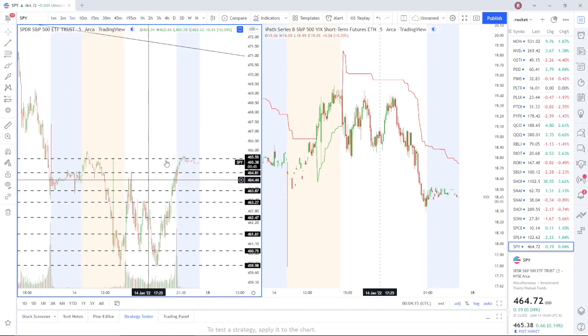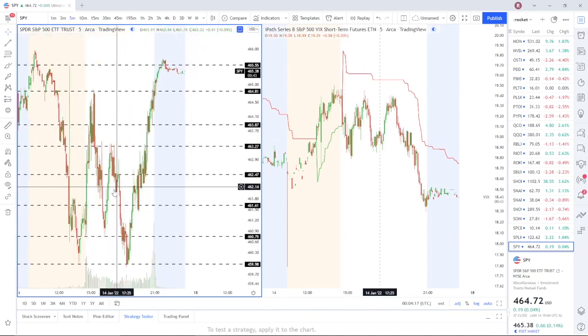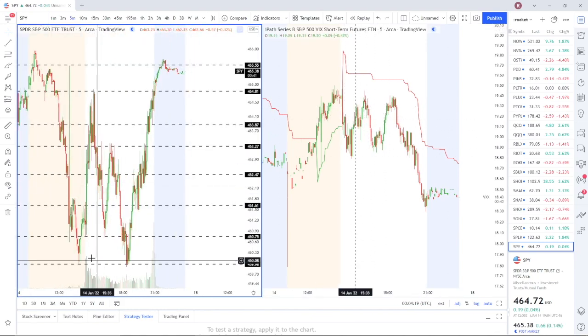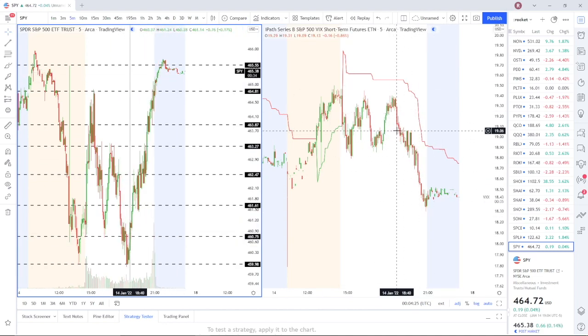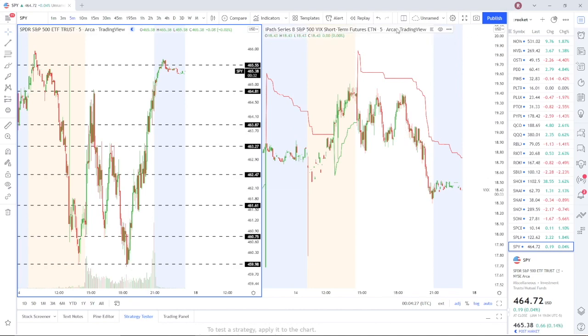So we can see SPY here and VXX here. They literally almost trade in the same exact range. 1455, 1455, pump of the day, flush. So this is something to have on the side by side.